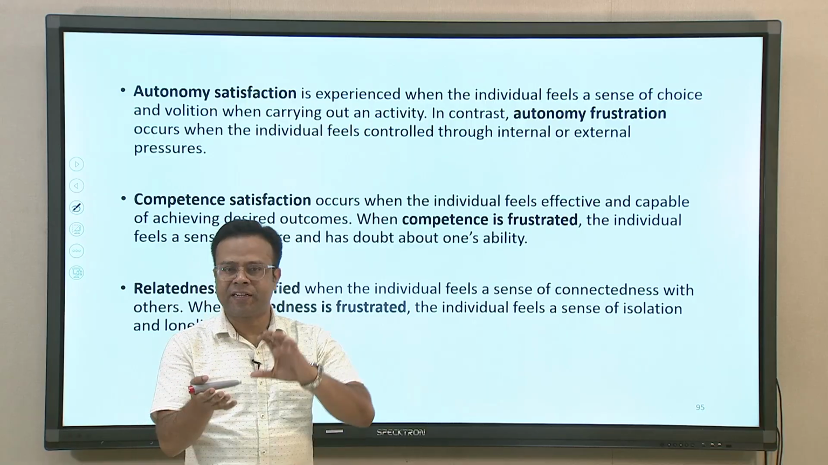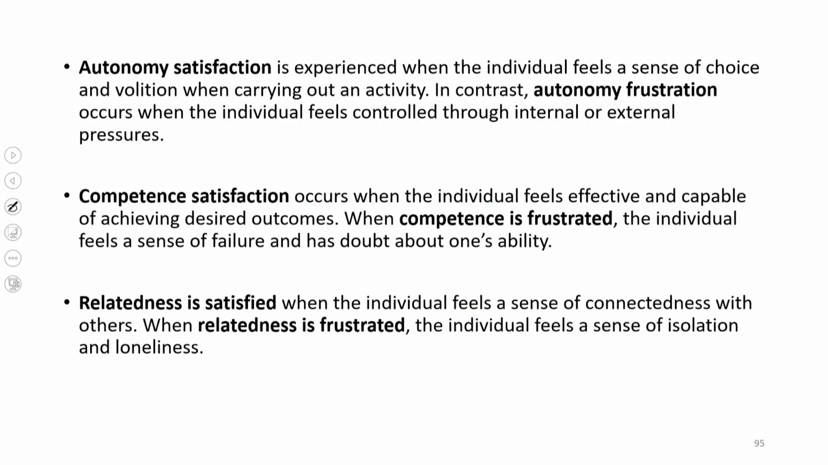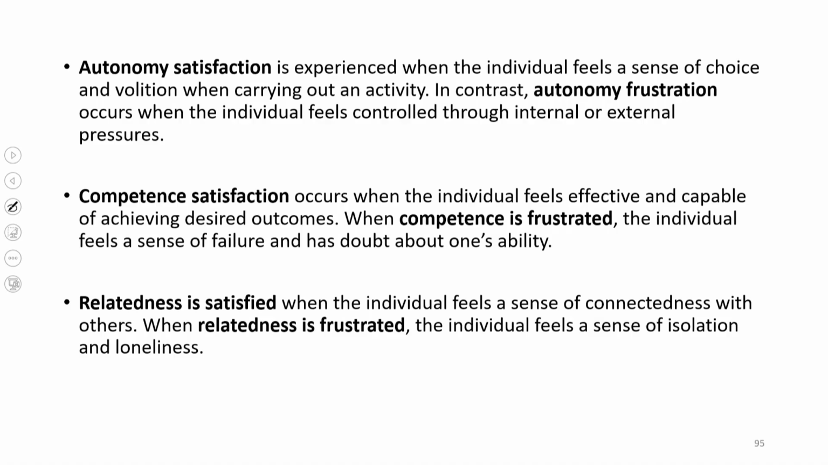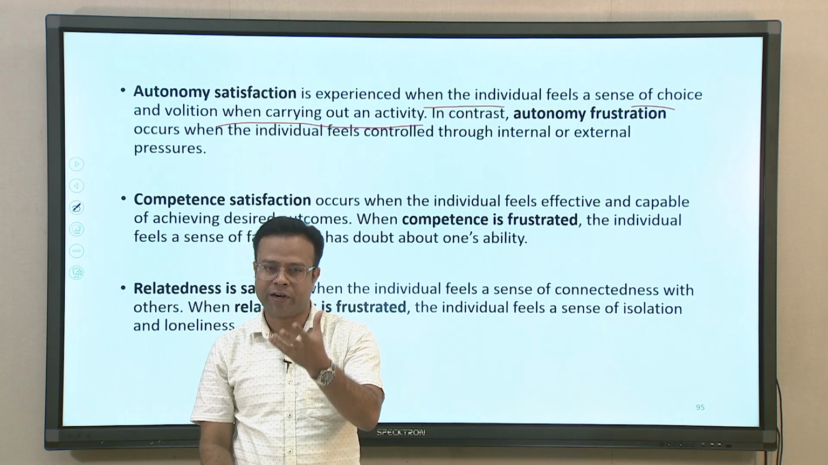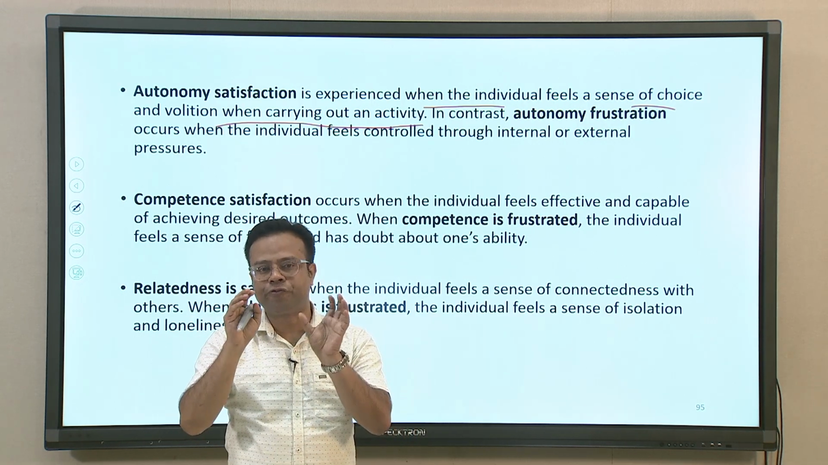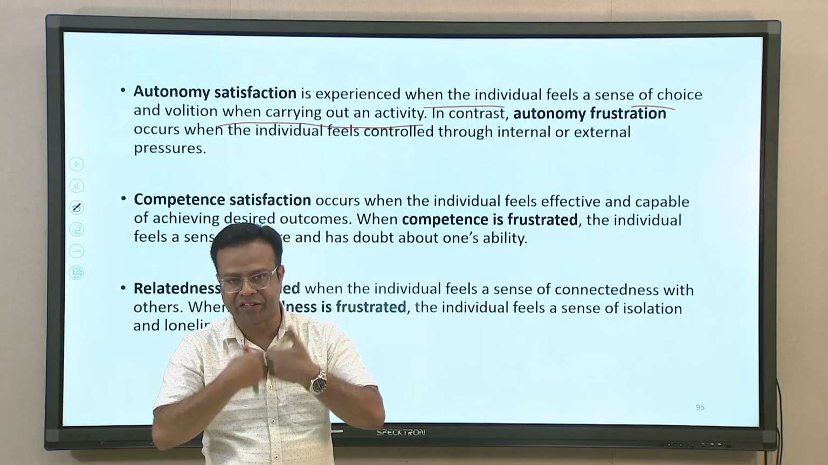So, the need for autonomy, which according to them is a universal need, everybody wants autonomy. That is why it is called a basic psychological need. This autonomy need is satisfied or experienced when the individual feels a sense of choice and volition when carrying out an activity. Whenever you are doing an activity and you have a sense of choice in it, you can decide what to do, you can decide the course of action, there is not much external pressure, then your sense of autonomy is satisfied.